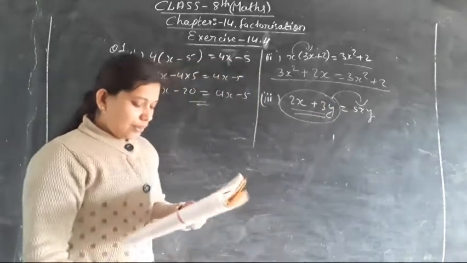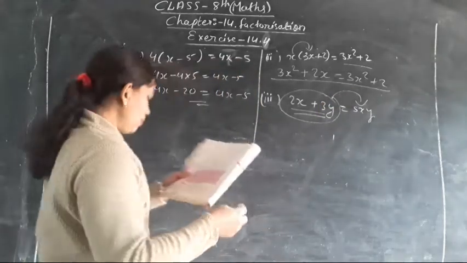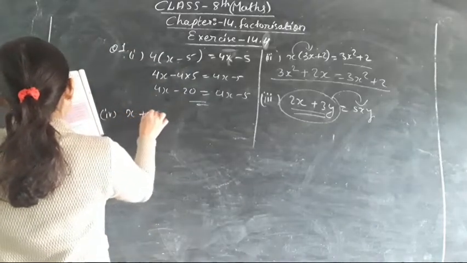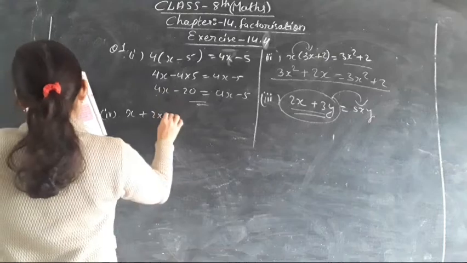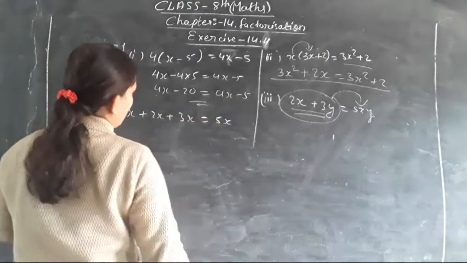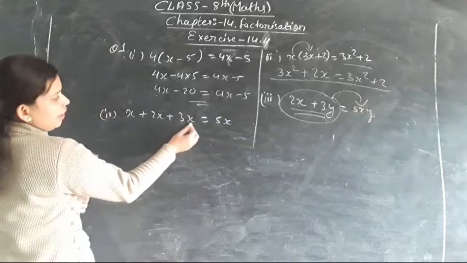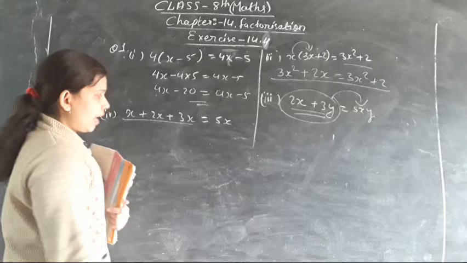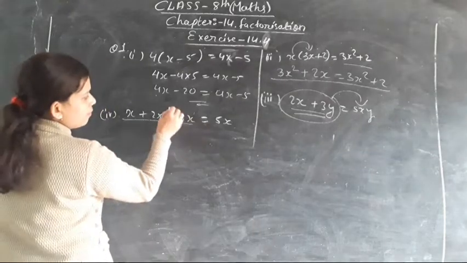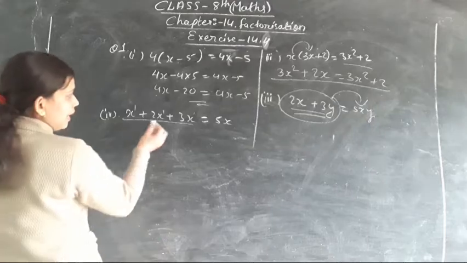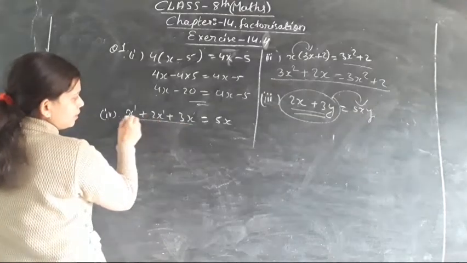Okay. Next, moving towards the next question. The fourth part we are having: x plus 2x plus 3x is equals to 5x. This equation we are having. You can see here all the expressions have x as the variable, as well as the powers of the alphabet being 1, isn't it? So we can add it: 3 plus 2, 5, 5 plus 1, 6.